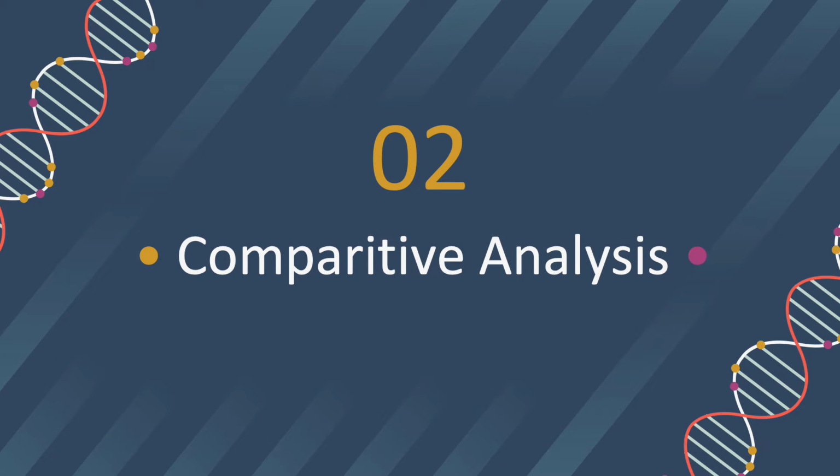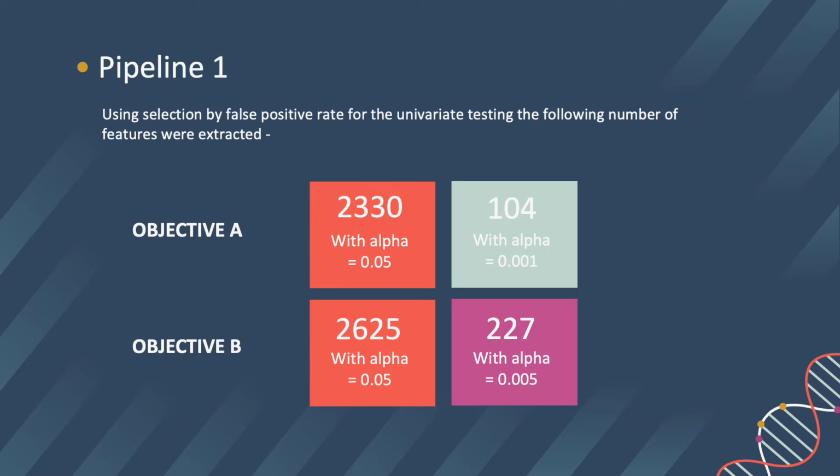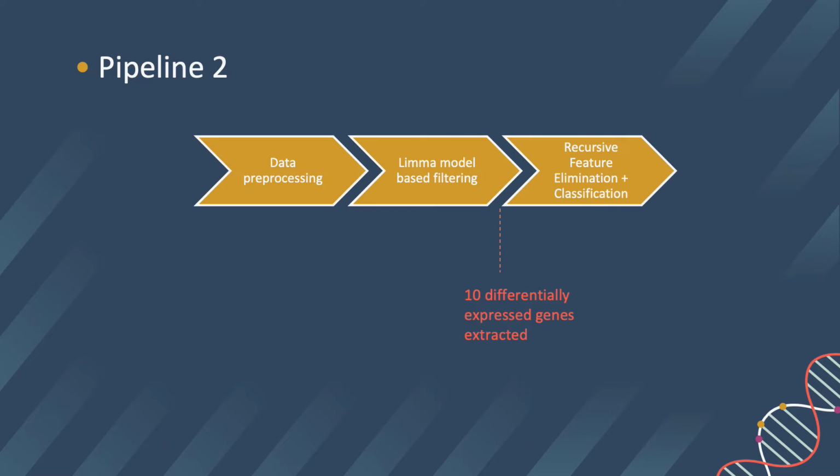Next, for the comparative analysis, Pipeline 1 uses selection by false positive rate as its univariate testing method. For objective A and B, the following alpha values were tried, and the number of features extracted at each stage can be summarized in the slide as shown. For Pipeline 2, a Limma model-based filtering had been used, which extracts 10 differentially expressed genes, which is much lower than the number of genes which were extracted from Pipeline 1.